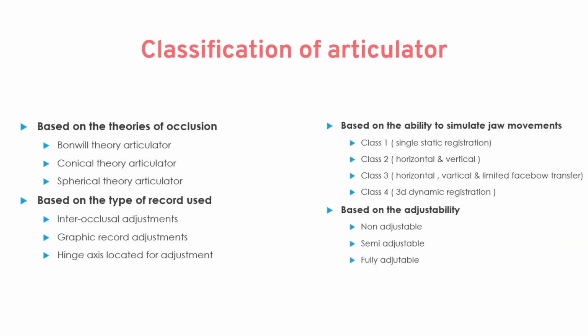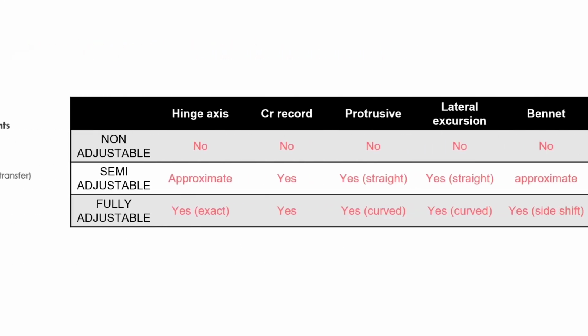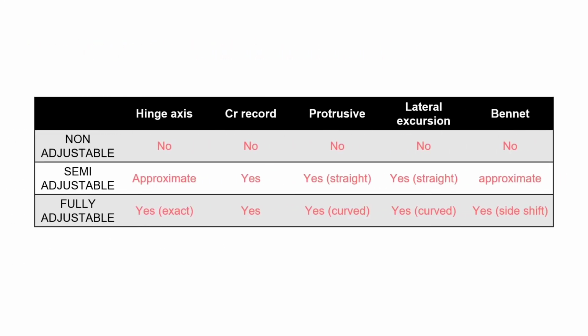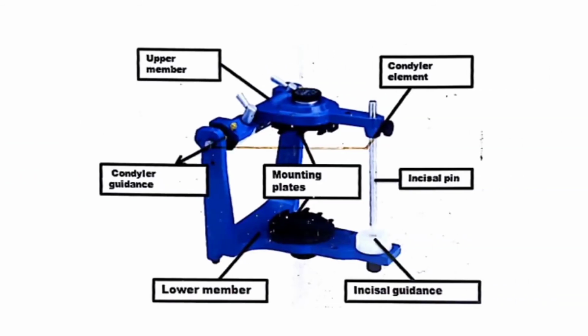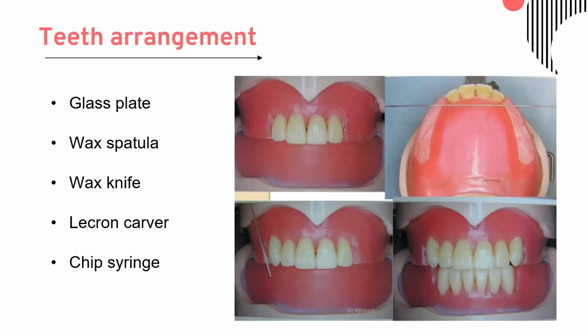Classification of the articulator: it can be classified based on the theories of occlusion, based on the type of record used, based on the ability to simulate jaw movement, and based on adjustability. Simply remember this chart to know what all the things are capable of recording. These are the parts of the articulator we commonly use. It has upper member, lower member, condylar guidance, condylar element, incisal pin, incisal guidance table and mounting plates.